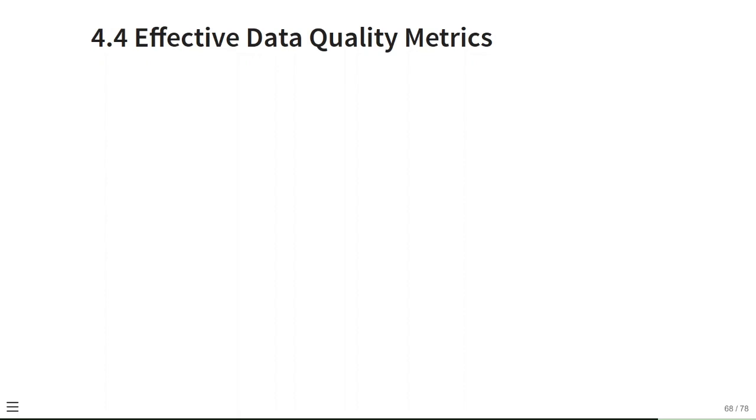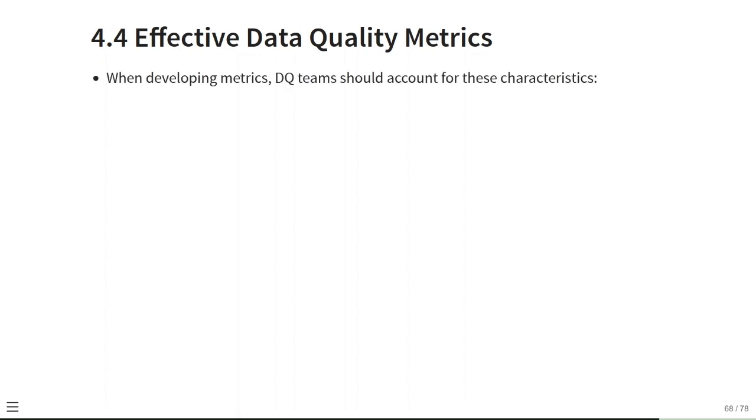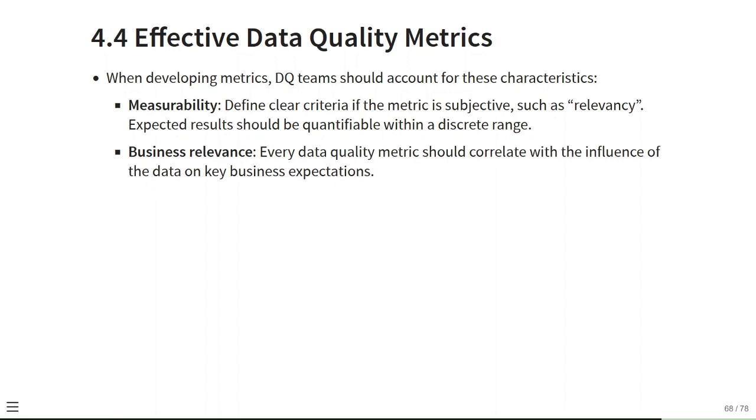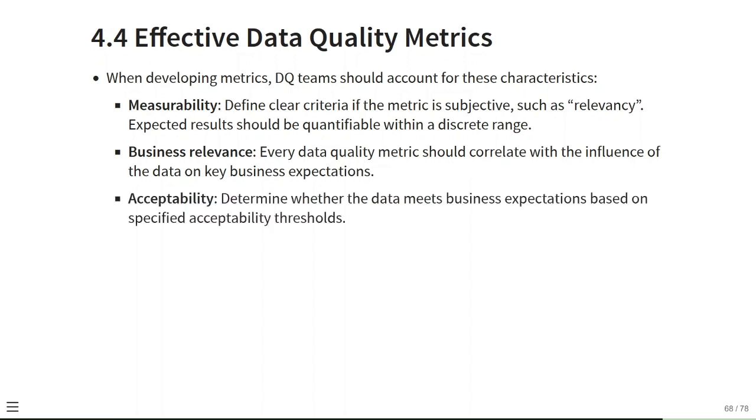Effective data quality metrics. When developing metrics, data quality teams should account for these characteristics. Measurability. Define clear criteria if the metric is subjective, such as relevancy. Expected results should be quantifiable within a discrete range. Business relevance. Every data quality metric should correlate with the influence of the data on key business expectations. Acceptability. Determine whether the data meets business expectations based on specified acceptability thresholds.